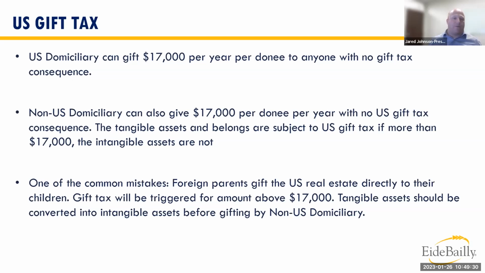Now let's talk a little bit about the U.S. gift tax. So a U.S. domiciliary can gift $17,000 per year per donee. So if you have 5 children and you're married, you want to give them money and not have it subject to the gift tax, you can give up to $17,000 to each of those children and not have it be taxable. Okay. If you're married, your spouse can also give that $17,000 to each child as well.